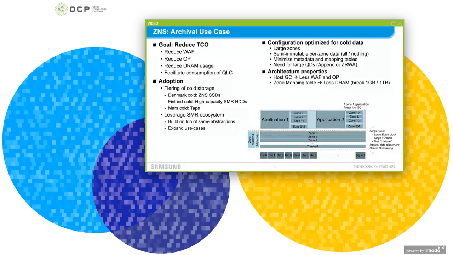So ZNS places itself for the archival case as a layer above the high capacity hard drives. There are some commonalities, especially if that layer is formed by shingled magnetic recording hard drives, or SMR. And we expect the software layer and the algorithms driving the archival ZNS use case to be very, very similar to those of SMR drives.